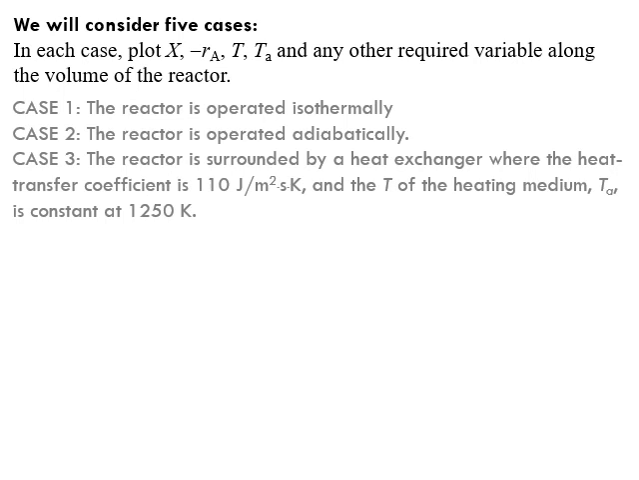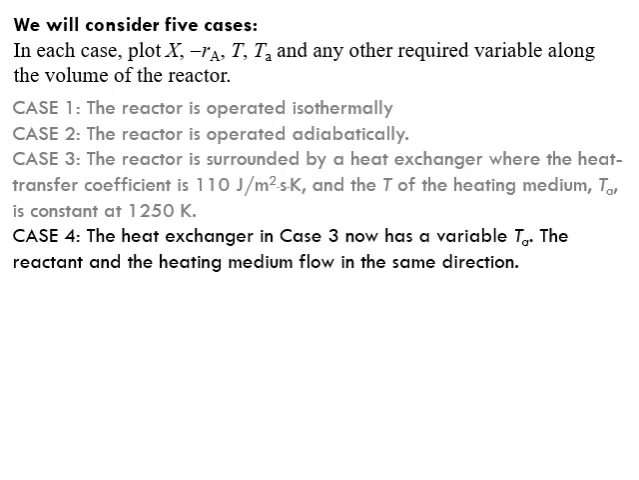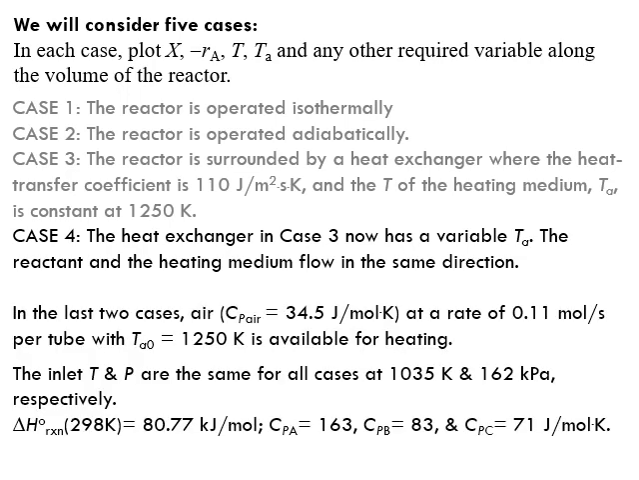Okay, so far we have done 3 cases, and today we're gonna do case 4. In case 4, the heat exchanger in case 3 now has a variable TA, ambient temperature. The reactant and the heating medium flow in the same direction. Of course, you have all the information in the last two cases, which is case 5 and 4.